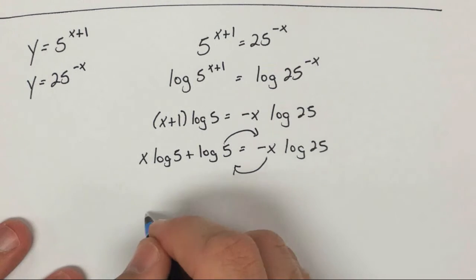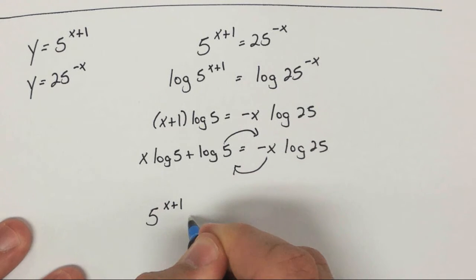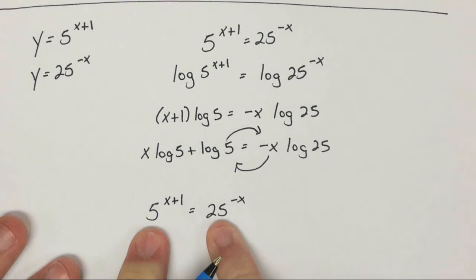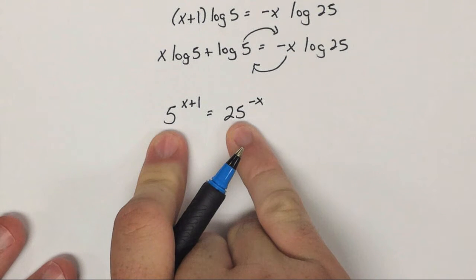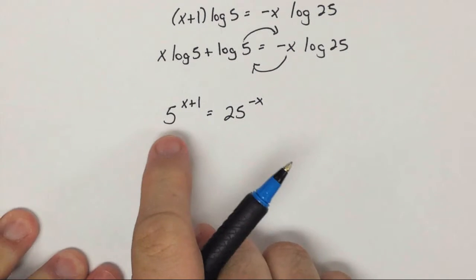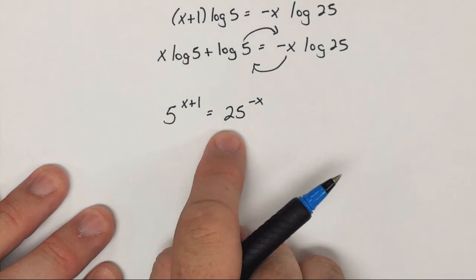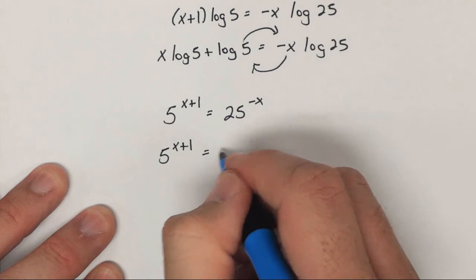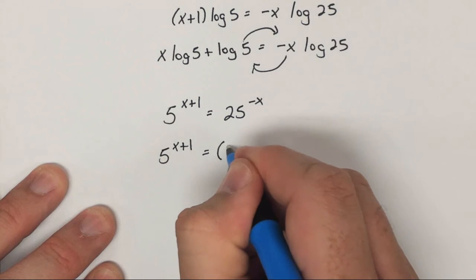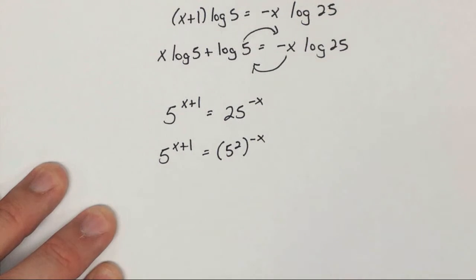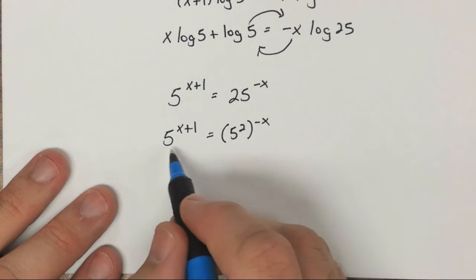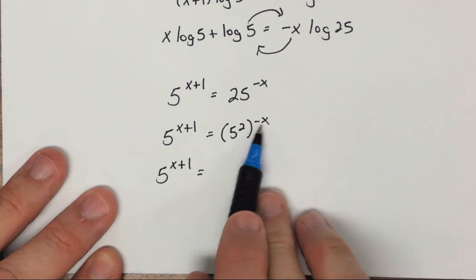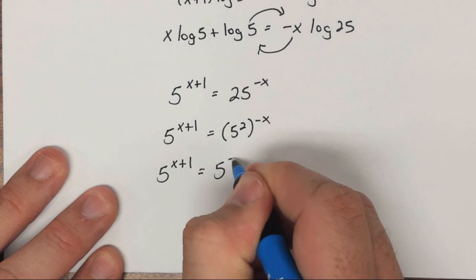Here's the easy way. We mentioned this when we dealt with logs, and I hope you recognize that both 5 and 25 are base 5 numbers. Anytime you have a base that is the same, work it this way. Change them to where they are both 5s. 25 is the same thing as 5 to the second power. So much easier. You now have 5 to the x plus 1 power equals, and anytime you have a power raised to a power, we multiply them. That would be 5 to the negative 2x.